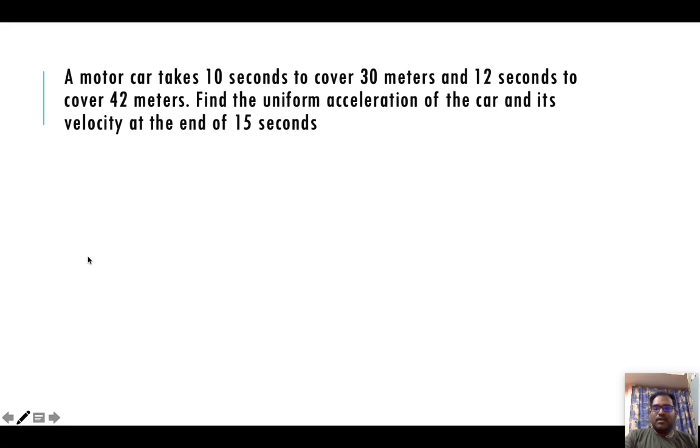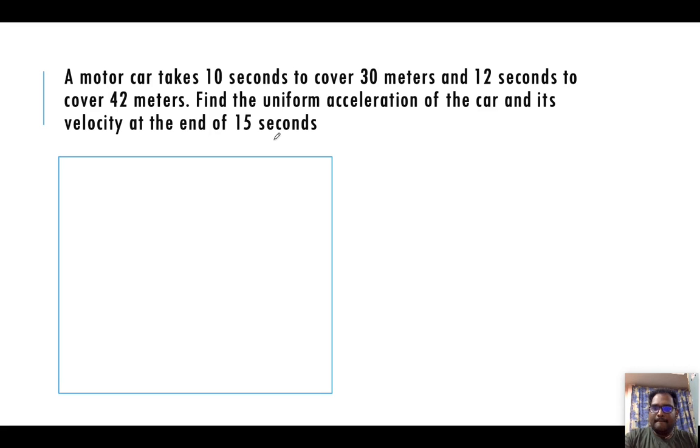Okay, so here we have a problem. So it goes like this: a motor car takes 10 seconds to cover 30 meters distance and 12 seconds to cover 42 meters. Find the uniform acceleration of the car and its velocity at the end of 15 seconds. Okay, so without any delay, we'll see how it is getting solved, right?